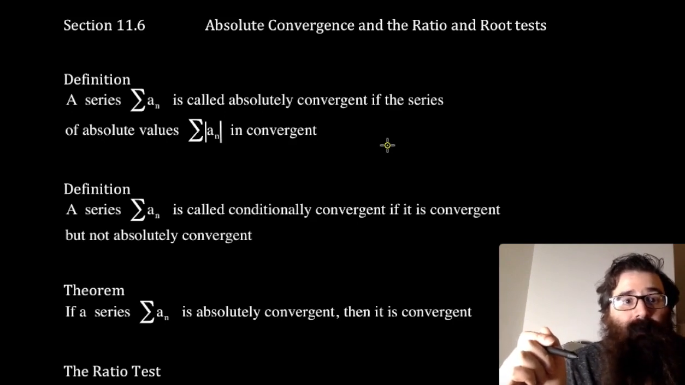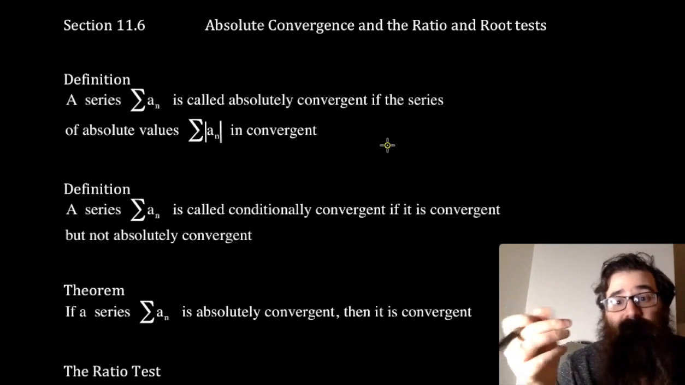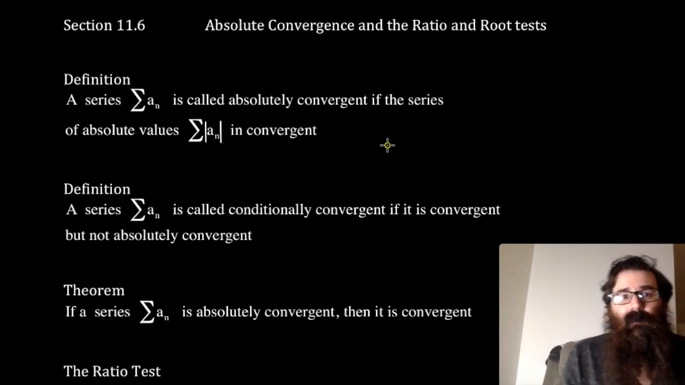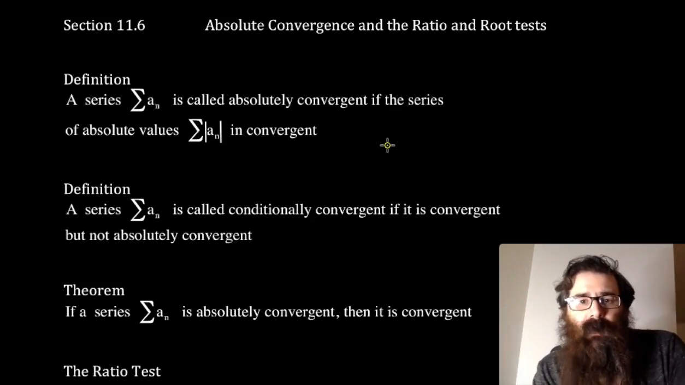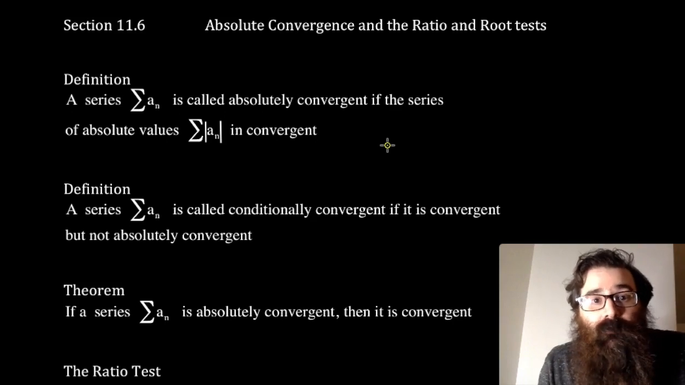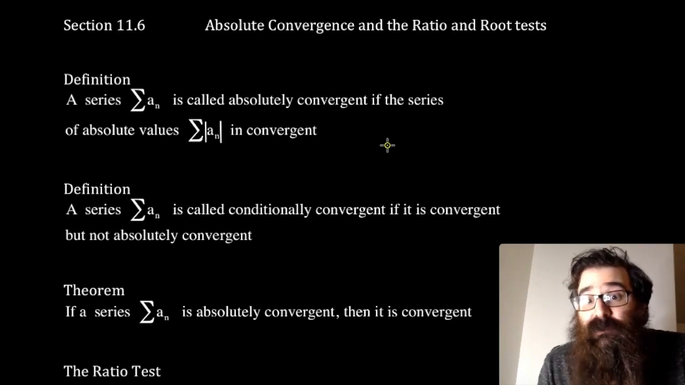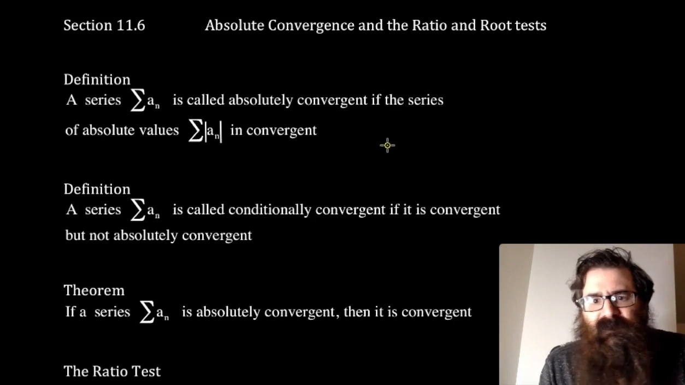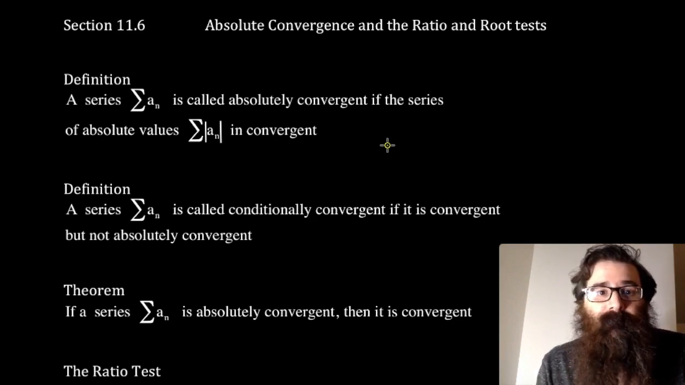We have a series, the sum of a sub n, is called absolutely convergent if the series of absolute values, the sum of the absolute values of a sub n, is convergent. And at first, if we're thinking about how it sounds to our ears, it kind of sounds like we're just really sure that it's convergent. We say, oh, is it convergent? Oh, it's absolutely convergent. But that's not what that means. That means convergent when we throw the terms in absolute value.